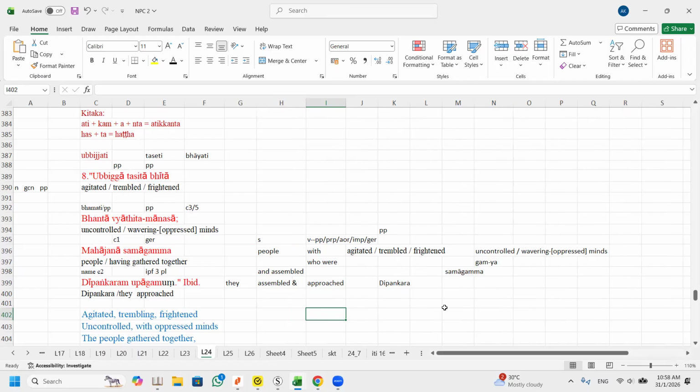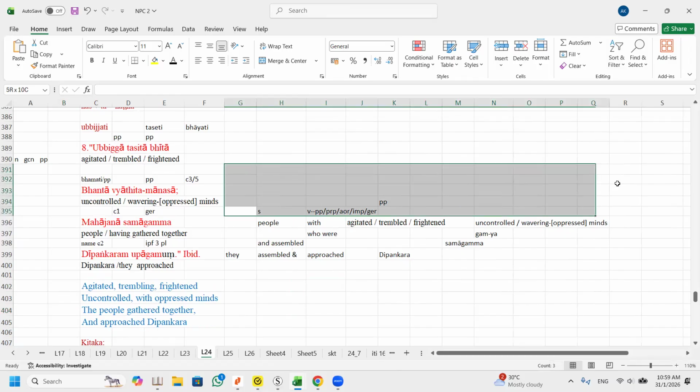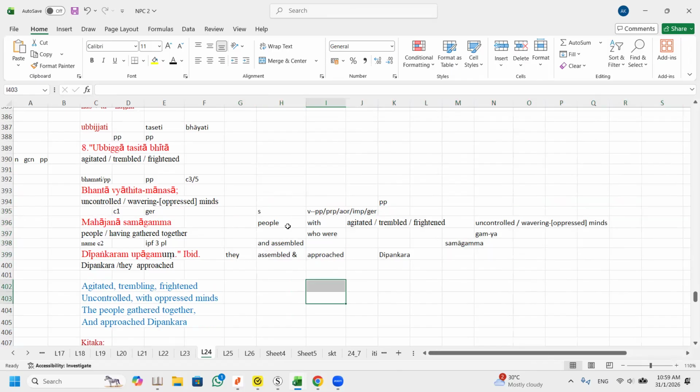So you have to rearrange. So this is one way. They arrange: agitated, trembling, frightened, uncontrolled, with oppressed mind, the people gather together and approach the Pankara. So you see, we justify everything for the translation here. The only thing here is we see how we come about 'people with' or 'people who', which is your style of converting Pali into English. You get what I mean? Okay, any question on this?